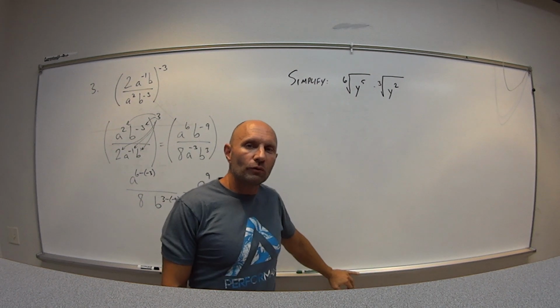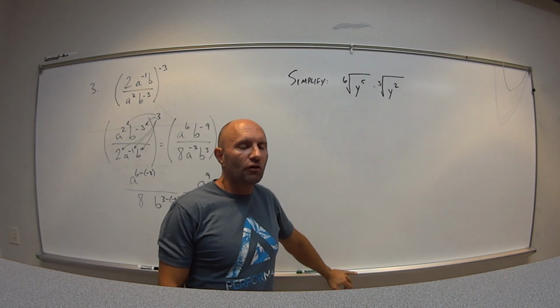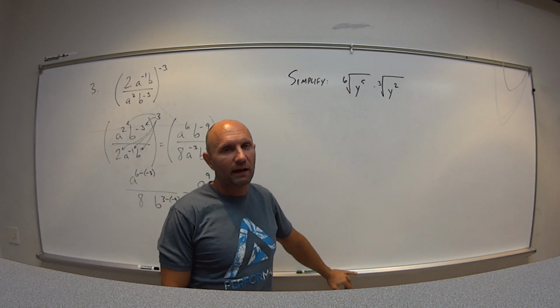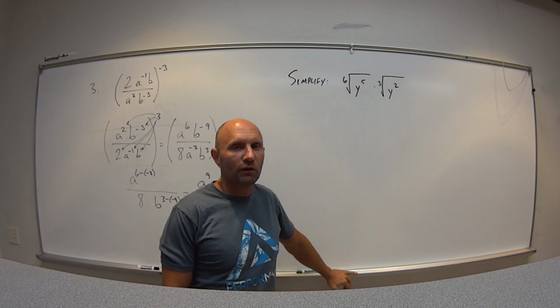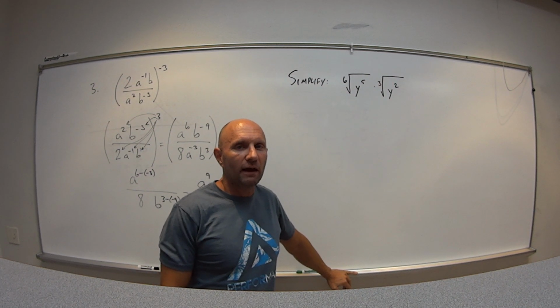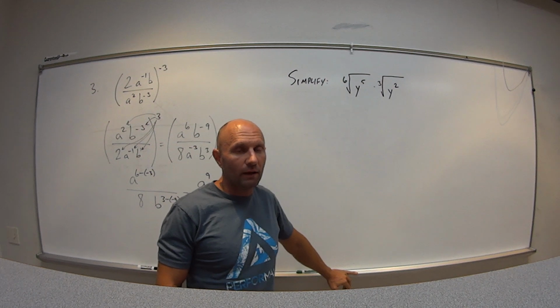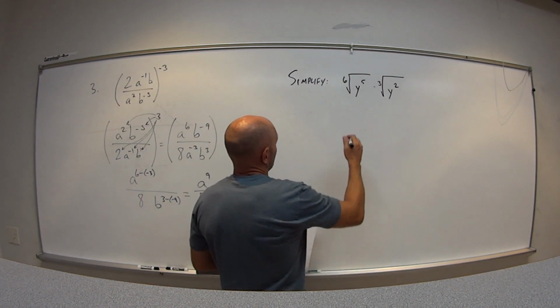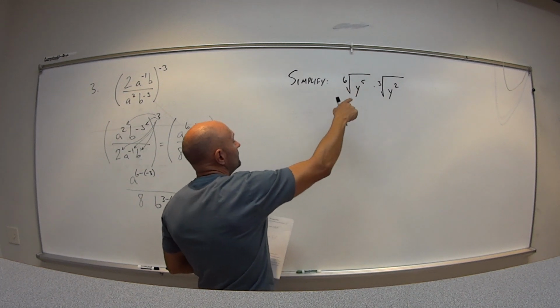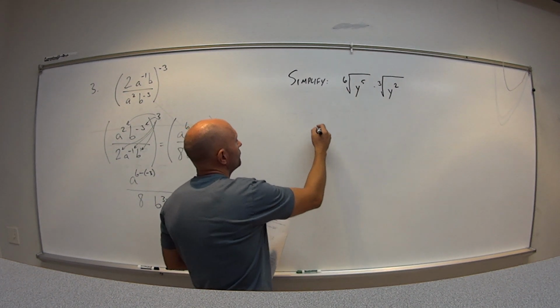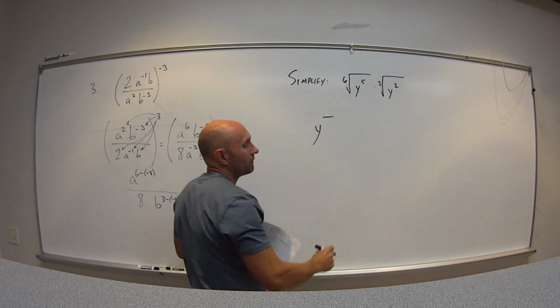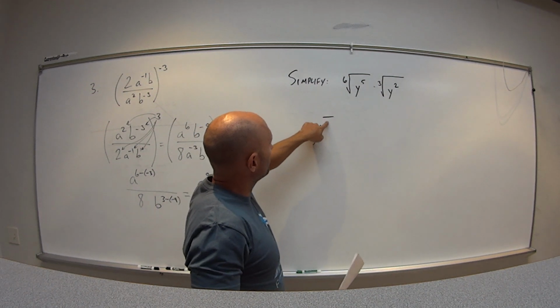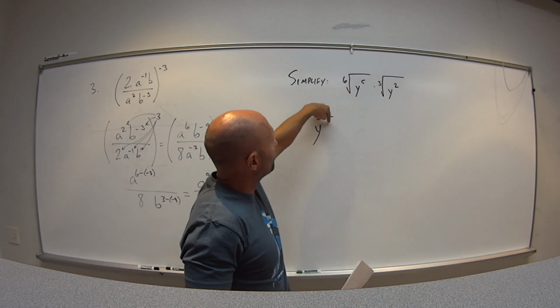So what's the only other way that I can go about solving this problem, or simplifying, not really solving, there's no equal sign here. But how can I simplify this problem? I have to do what? I have to convert these to fractional exponents. So y to the 5th power, the 6th root, is what? Well, we know that when we have a fractional exponent, the number that goes in the denominator is whatever the root is.